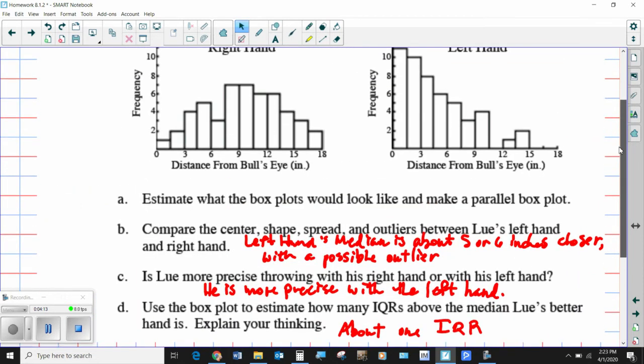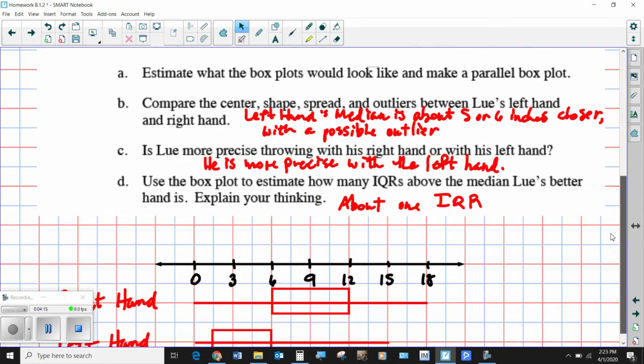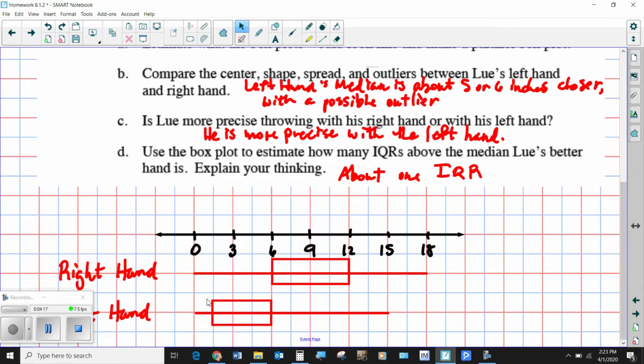Do they both have numbers in the zeros? Yeah, they both have minimums of zeros. So yeah, looking at the box plot, you see this interquartile range is closer to 0, which means that he's more accurate. And I think it's not as spread out as much. So you'd think that this is also more precise with his left hand.